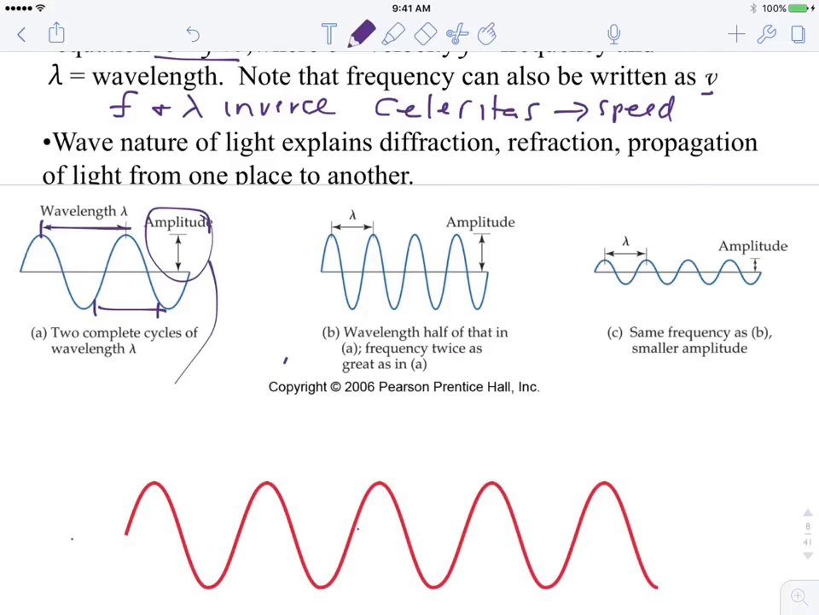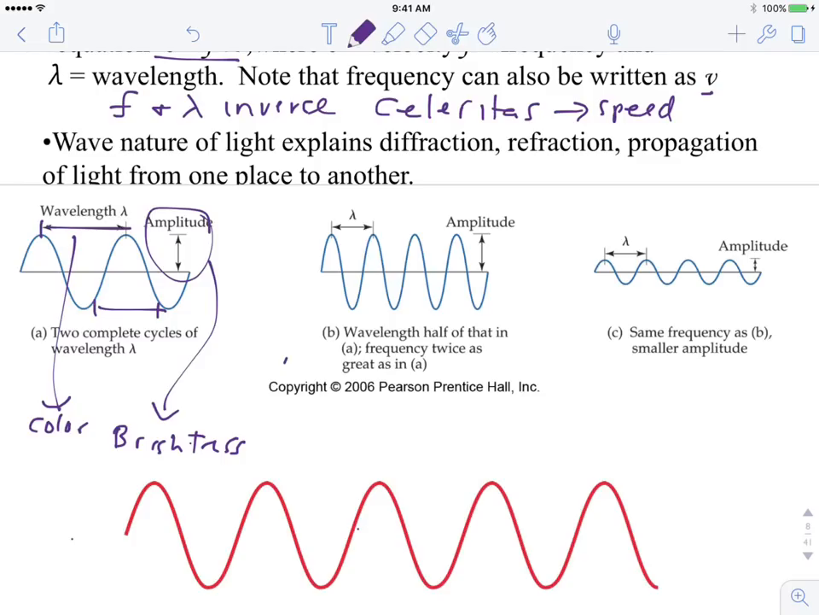And what the amplitude really corresponds to is the brightness. The wavelength, what it really corresponds to, is the color. Now, I could change the wavelength, and I'll change the color. And so here I have a wavelength that is shorter.